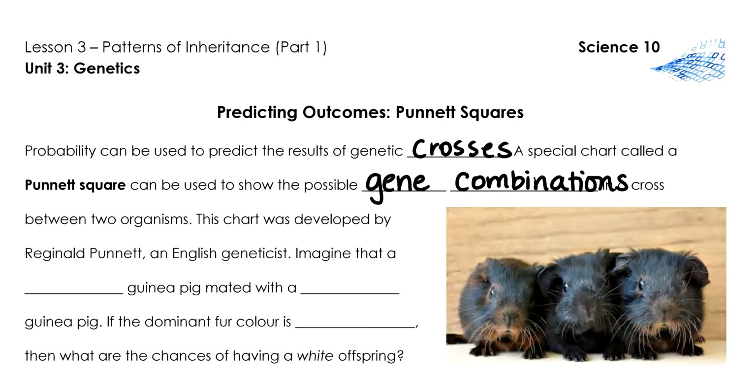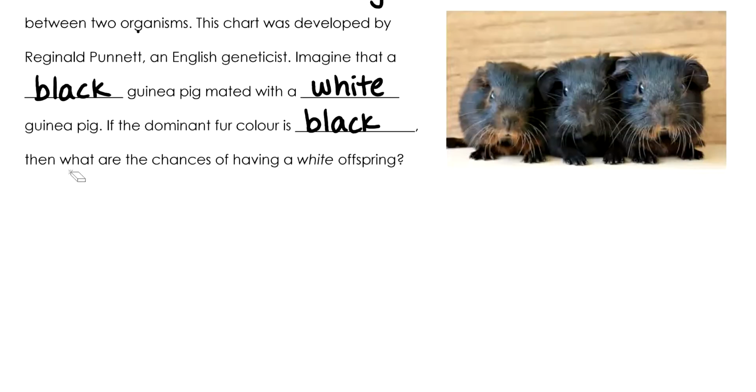This chart system was developed by Reginald Punnett, an English geneticist, and to demonstrate it, let's just take the example of guinea pigs because they're super cute. So imagine that a black guinea pig mated with a white guinea pig. If the dominant fur color in guinea pigs is black, then what are the chances of having a white offspring? Let's assume that these guinea pigs are purebred, meaning that they're going to have the same letter for their alleles for their fur color gene.